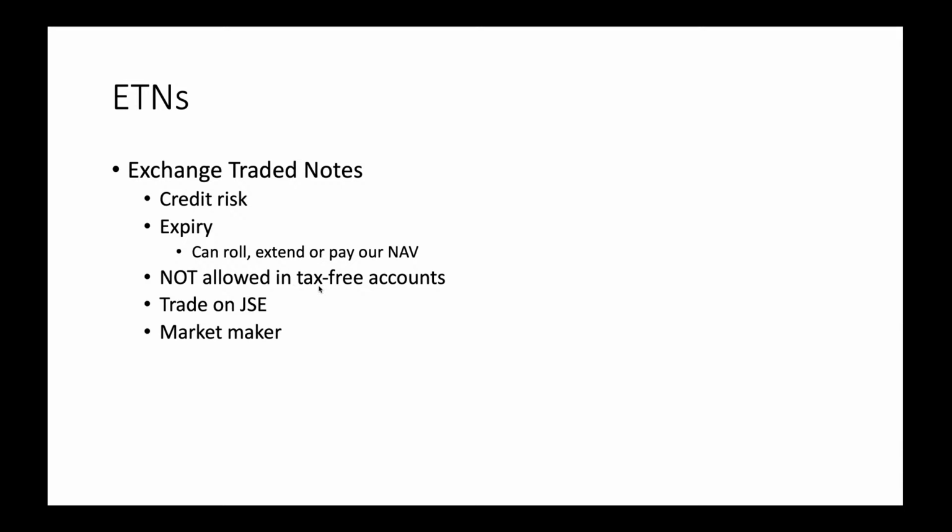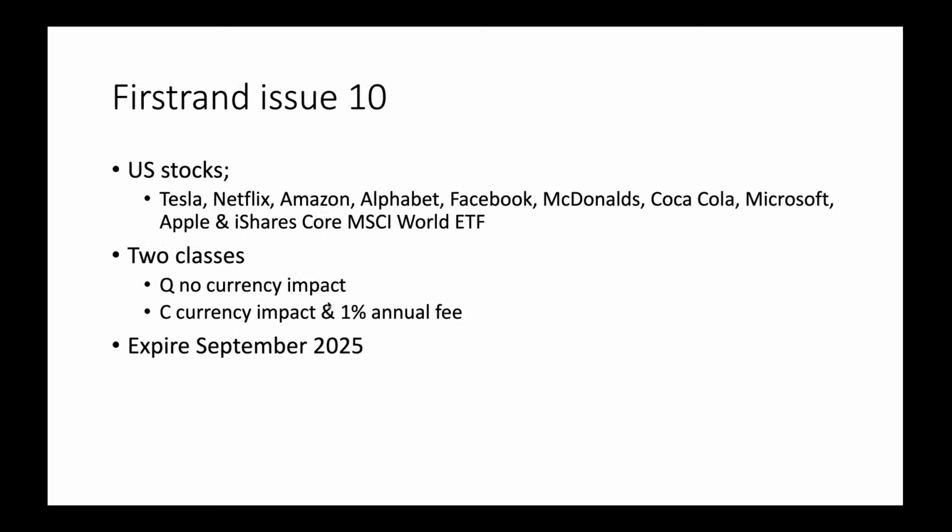Market maker means they're essentially making a price. They get a fair value and they sit on either side of what that fair value is. So Firstrand have issued 10, they actually issued 20, but over 10 different underlyings. Issued over Tesla, Netflix, Amazon, Alphabet, Facebook, McDonald's and Coca-Cola, Microsoft, Apple, and then the iShares Core MSCI World ETF. And I've chatted with Firstrand, and they do plan to list some more. They're going to have a look at a couple perhaps from Asia, maybe some more out of the US, and perhaps also some in time from Europe.